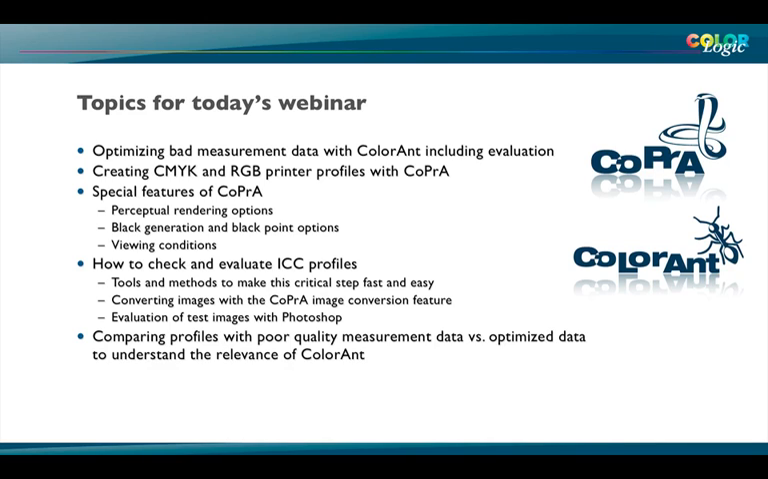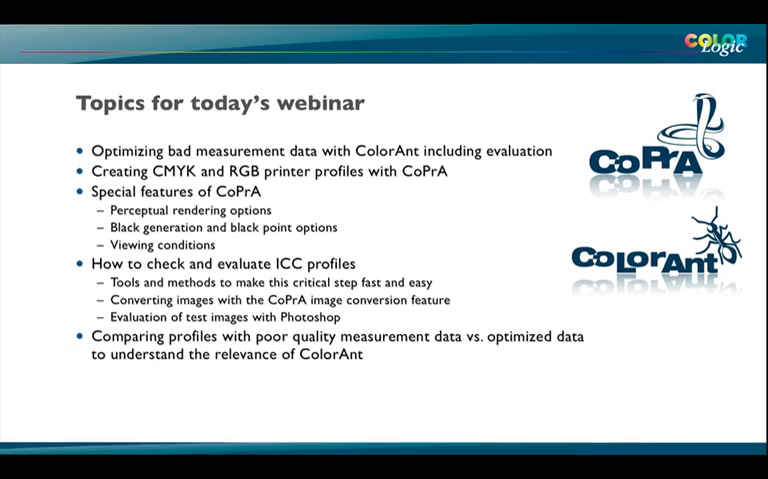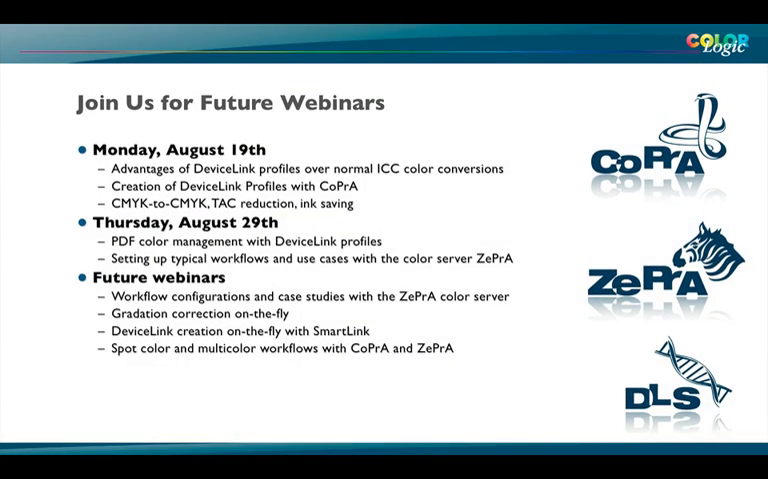A very important part of my presentation is how to check and evaluate if ICC profiles are of good quality. I will show tools and methods to make this critical step fast and easy. We are going to convert images with the CoPrA image conversion feature, and we are using test images and evaluating those test images inside Photoshop. I will show and compare profiles with poor quality measurement data versus optimized data so that you understand the relevance of ColorAnt. So that's the first webinar we are going to do.